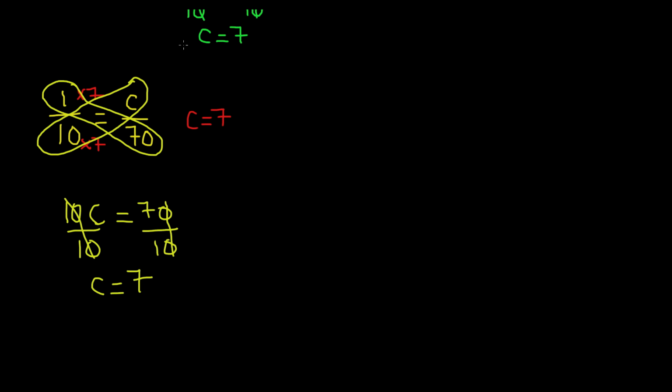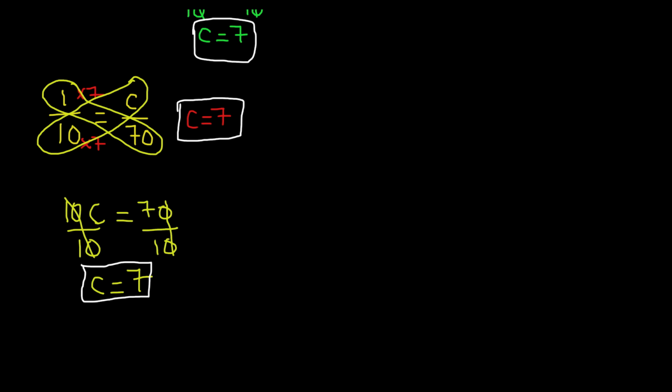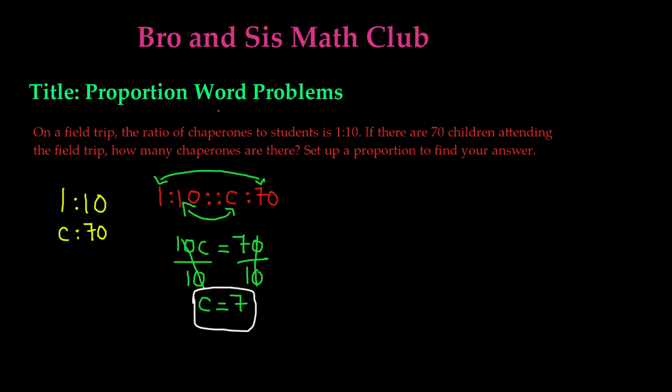So therefore, our answer to this word problem is 7. That means if there are 70 children or 70 students attending this field trip, there are going to be 7 chaperones.